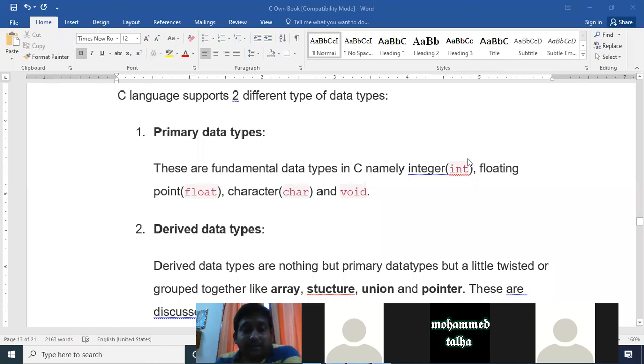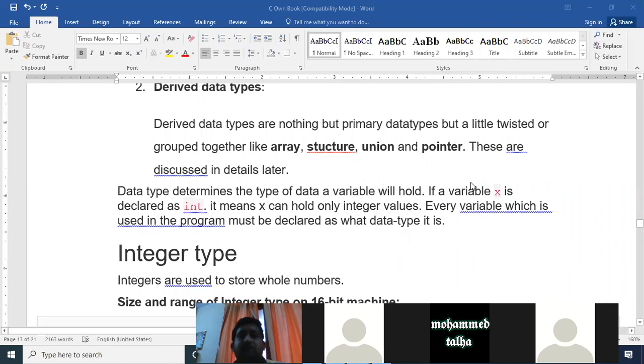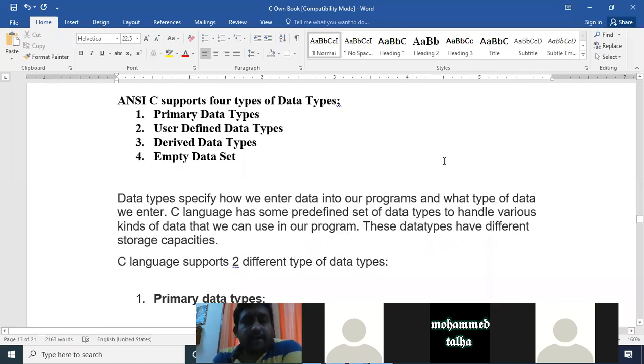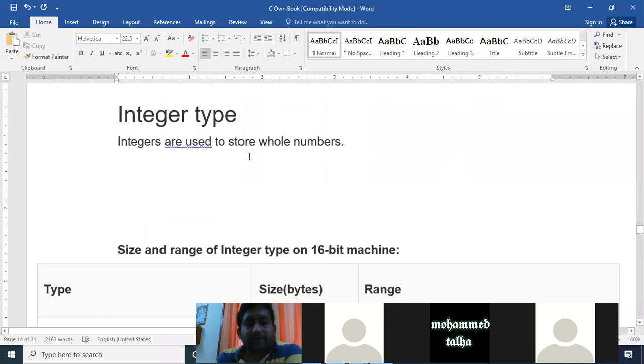Okay. Now, next, derived data types. Derived data types are nothing but primary data types with a little twist or grouped together, like array, structure, union, and pointer. These are discussed in detail in later units. So right now we just check the simplest data types. Before I start the data types, do you have any questions regarding them? So in data types, we check first the integer data type.